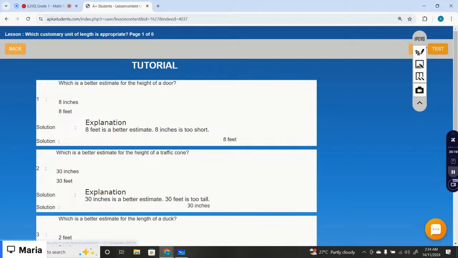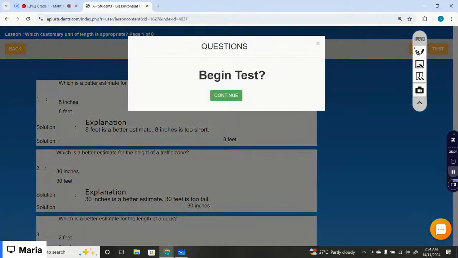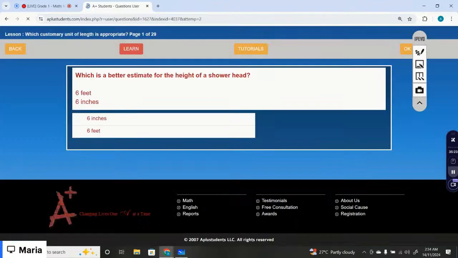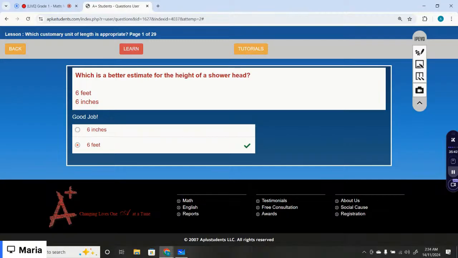Let's just start with the test questions. Which is the better estimate for the height of a shower head? 8 feet, 8 inches. Inches is a smaller unit, right? For the height of the shower head, that must be 6 feet because 6 inches is too small to measure the height of the shower head. Got it?